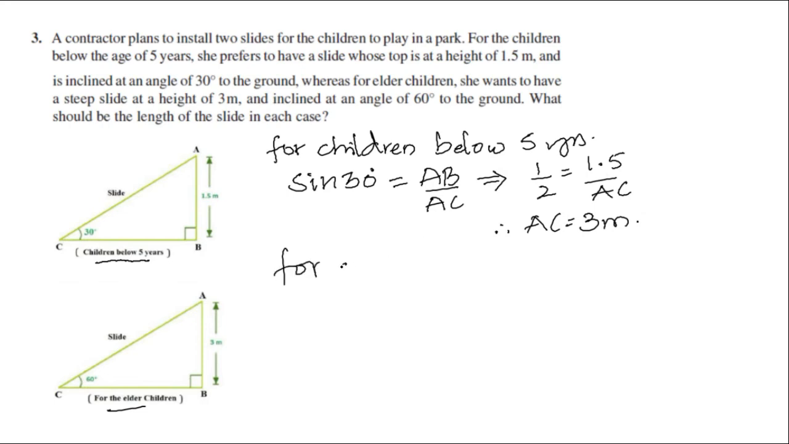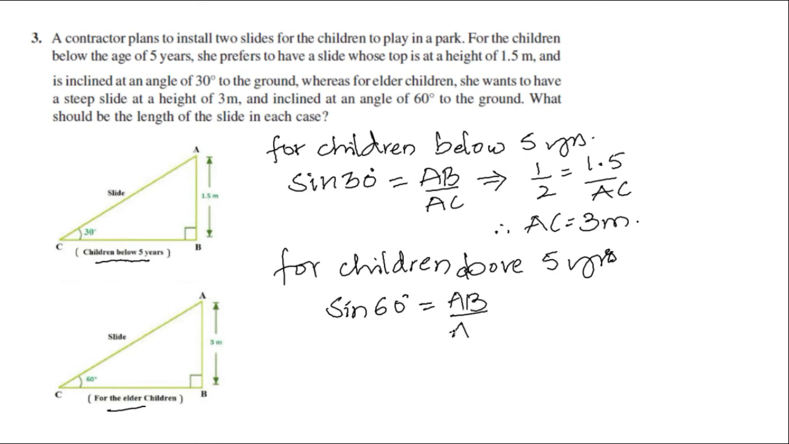For children above 5 years, again I'll make use of a sine 60 degree, which is AB upon AC. Sine 60 is nothing but root 3 upon 2. This will be equal to 3 meters divided by AC.